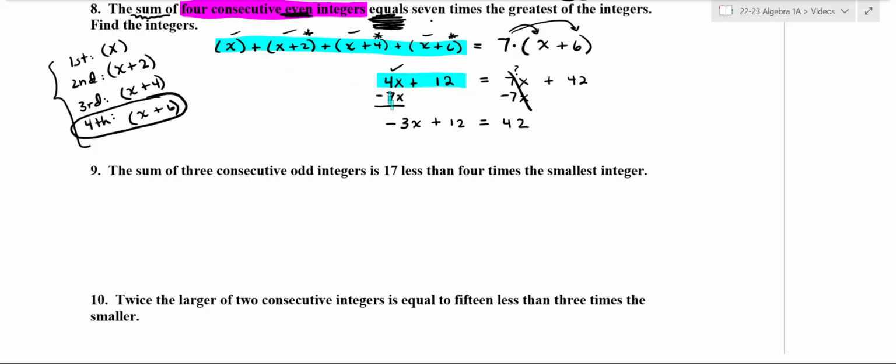All right, so now we just want to focus on the negative 3x, which means this plus 12 has to go, so we'll do the inverse. All right, let's see. So we're going to bring down this negative 3x.